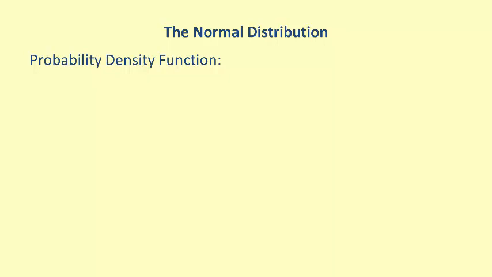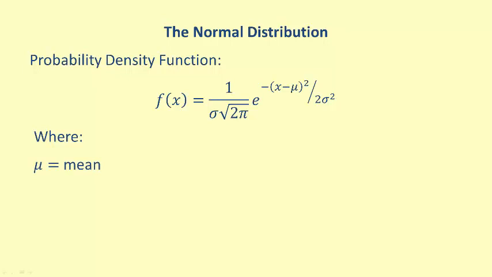The normal distribution has the following probability density function. f(x) equals 1 divided by sigma times the square root of 2 pi times e to the power of negative (x minus mu) squared divided by 2 sigma squared. In this equation, mu is the mean of the distribution, and sigma is the standard deviation. The terms pi and e are constants.